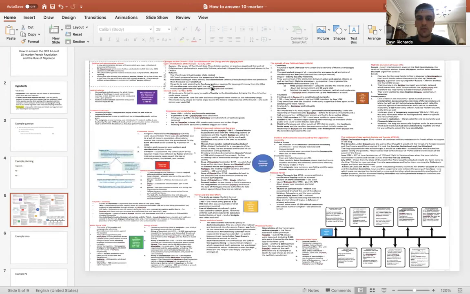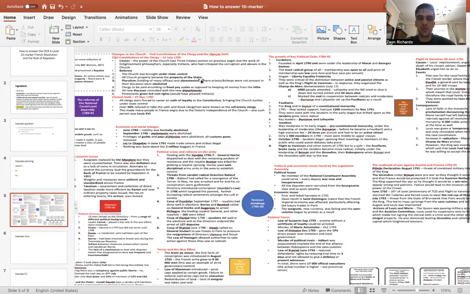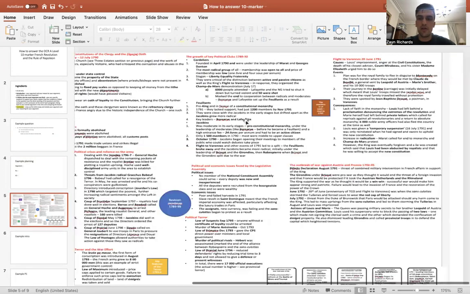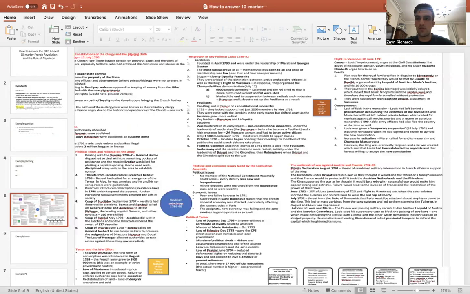Here's the mind map that we've been looking at. So in particular, we're going to look at the civil constitution of the clergy, which is just here. So I'd pause it and have a little read through that. And then flight to Varennes is over here. So just if I move my video just there.